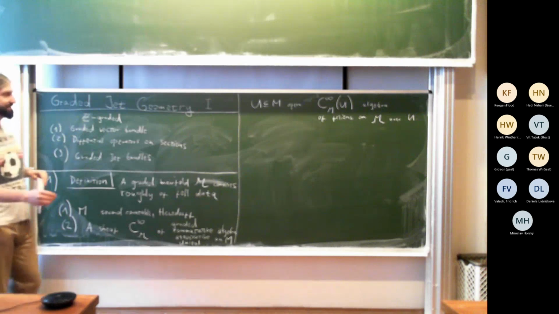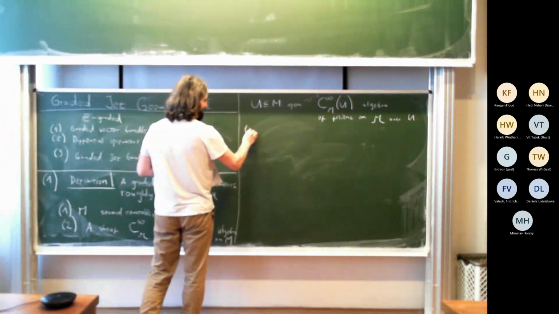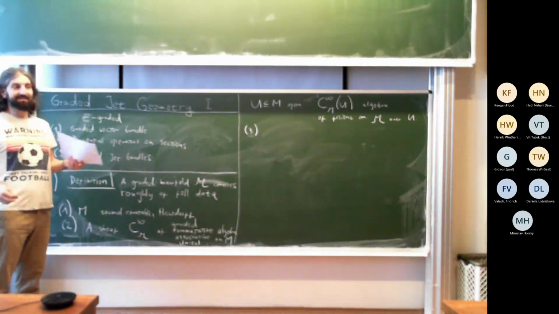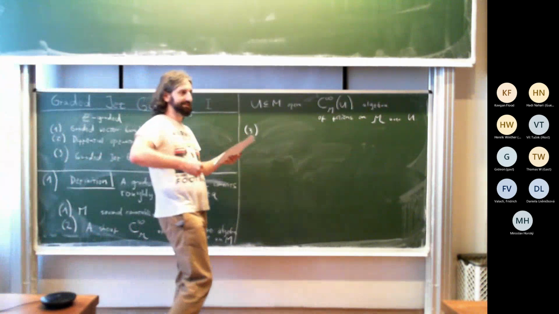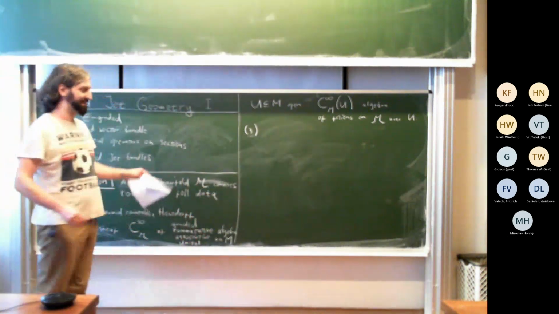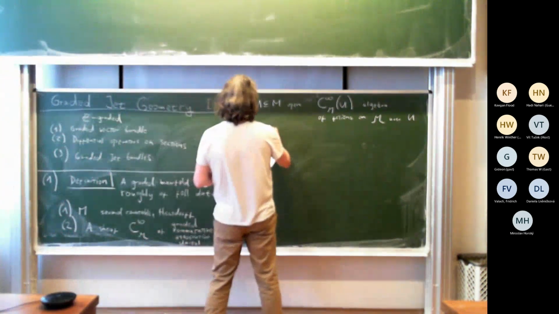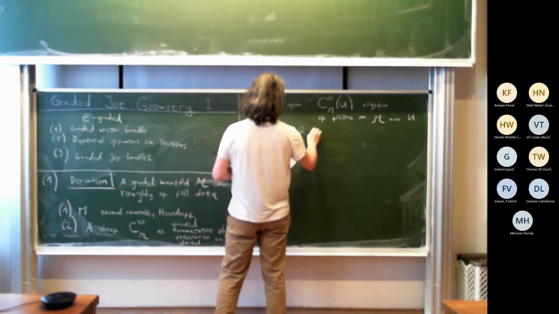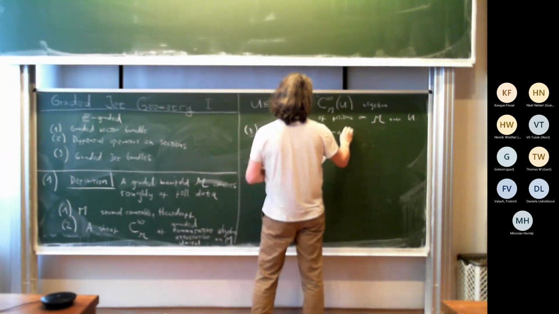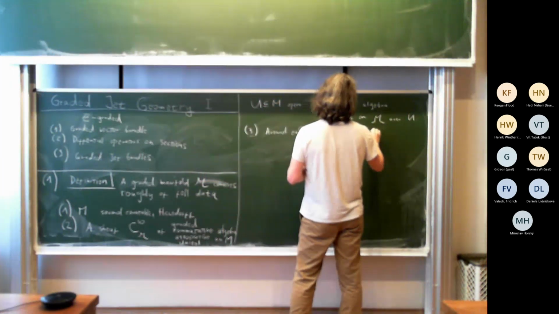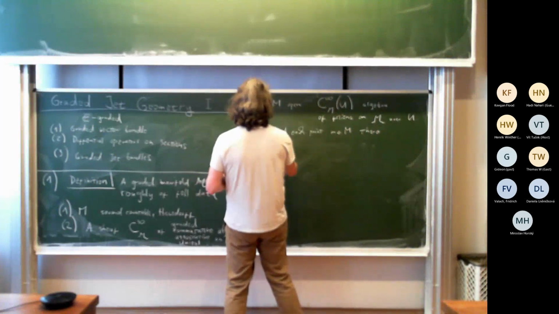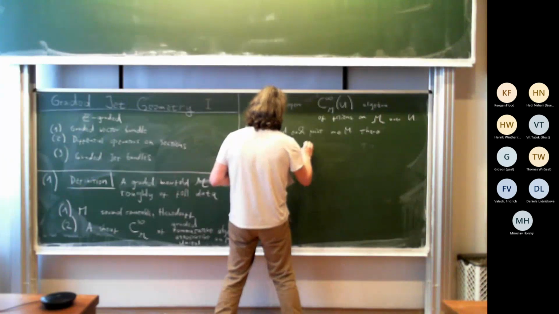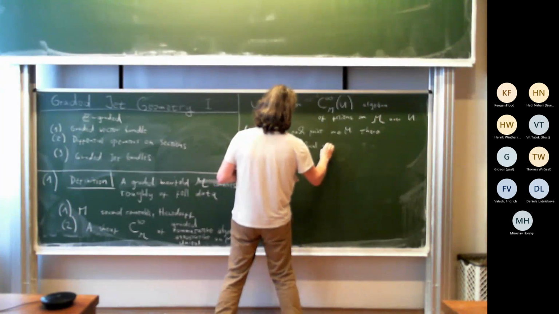And then there is the third part, which I will state even more vaguely: locally it has to look like something, right? So there is some local model for graded manifolds. Around each point of this topological space M, there is some pair which is called a local graded chart.